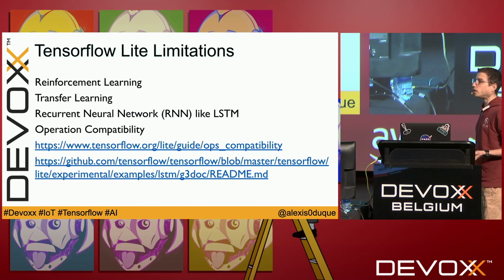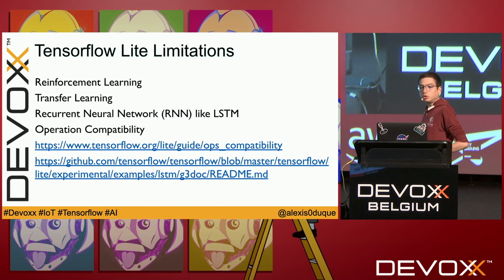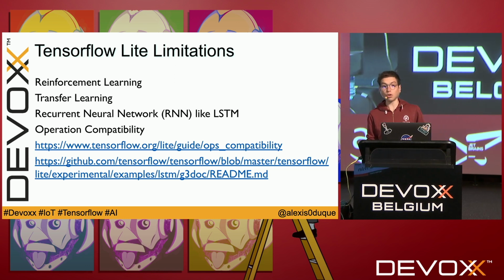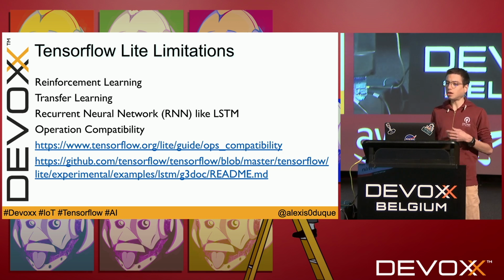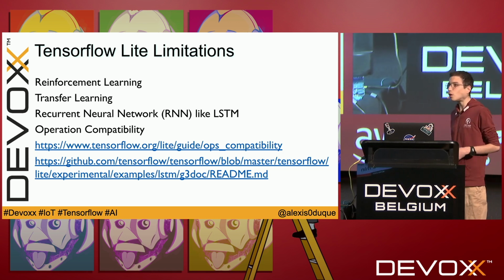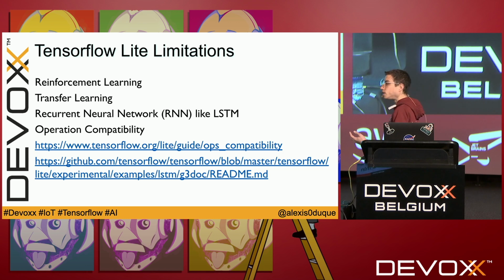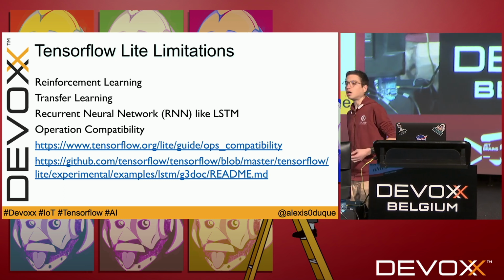So TensorFlow Lite has some limitations. You can't do reinforcement learning. You can't do transfer learning. Recurrent neural networks and LSTM are not well supported.